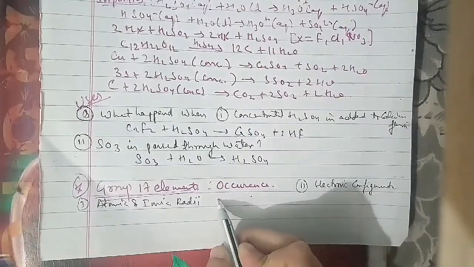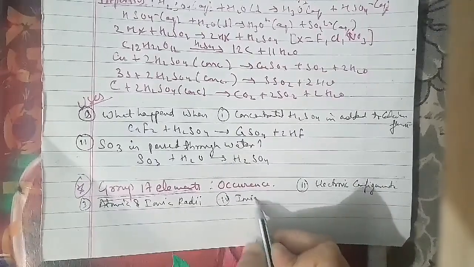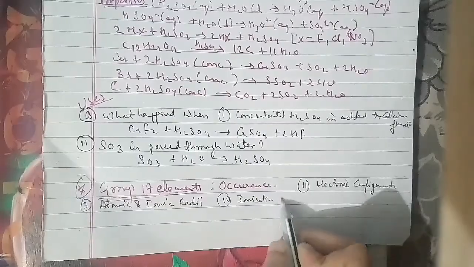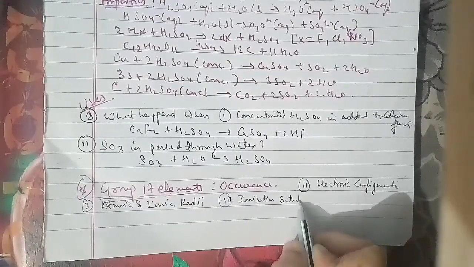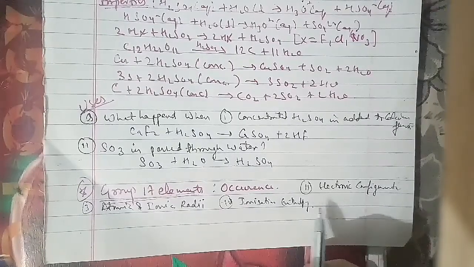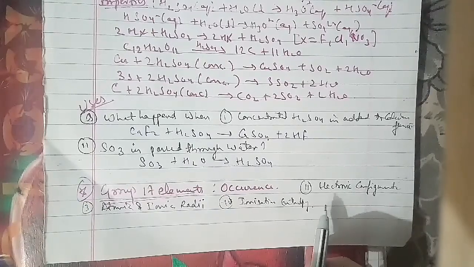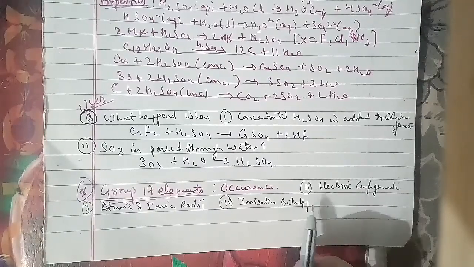We'll talk about the fourth one, which is your ionization enthalpy. In terms of ionization enthalpy, halogens have little tendency to lose an electron, thus they have a very high ionization enthalpy. Due to the increase in atomic size, ionization enthalpy decreases down the group as well.